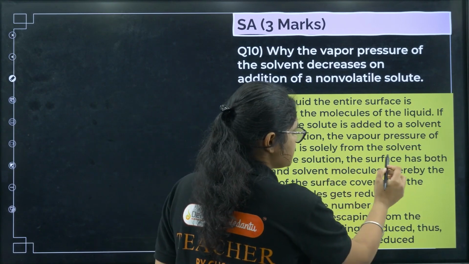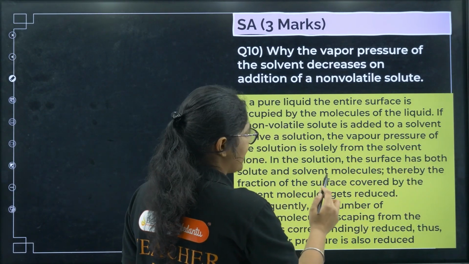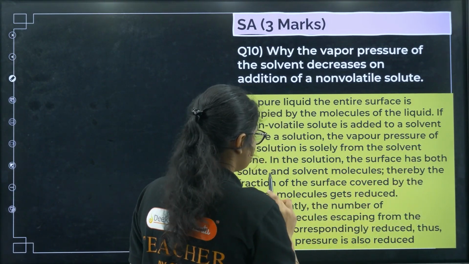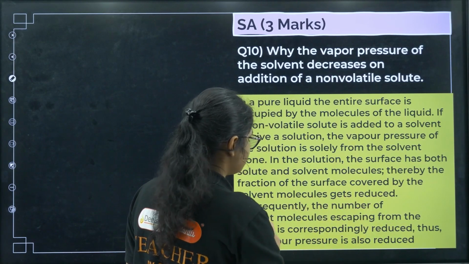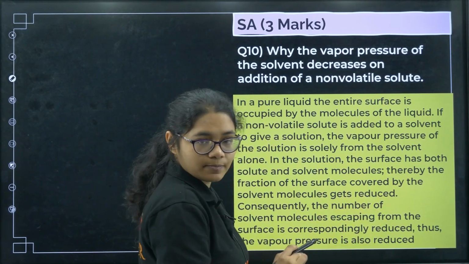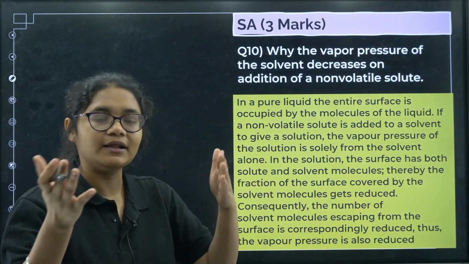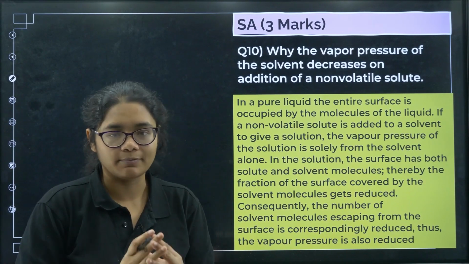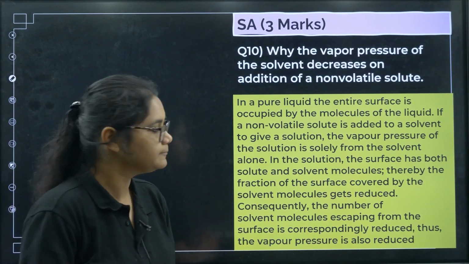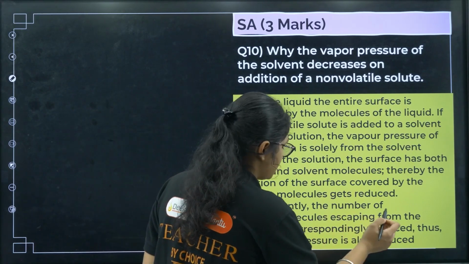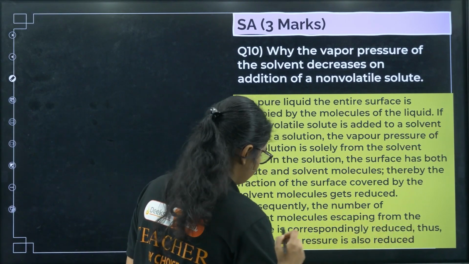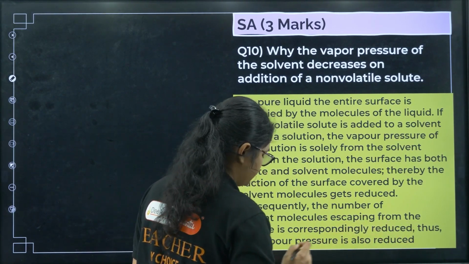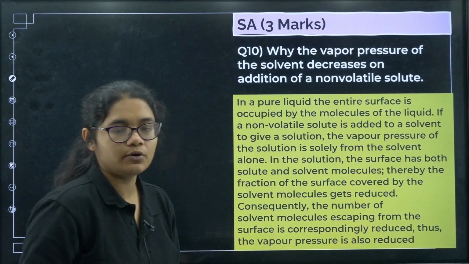So in the solution, the surface has both solute and solvent molecules, thereby the fraction of the surface covered by the solvent molecules gets reduced. Earlier it was 100%, now it has reduced because some of the surface molecules are now solute particles which will not evaporate. So that is why the number of solvent molecules escaping from the surface is correspondingly reduced, thus the vapor pressure is also reduced.